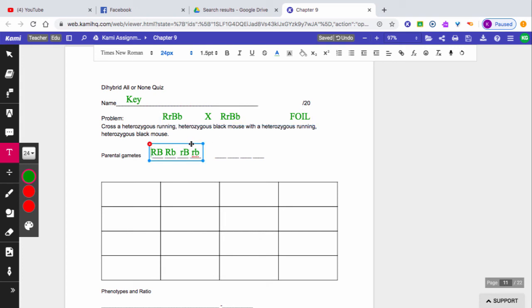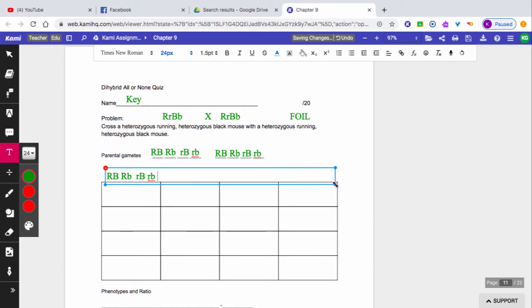And this parent's gametes are the same. So I'm just going to do the same thing. FOIL, I'm going to just go ahead and do it instead of copying and pasting, just to make sure that everybody gets this. Capital R, capital B, outer, capital R, little b, inner, little r, big B, last, little r, little b. Okay. So now I am just going to put these in their places on the Punnett square. Oops, wrong thing that I copied there. Hopefully this will work. Yep, there we go.